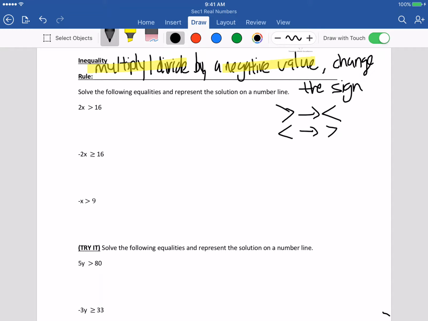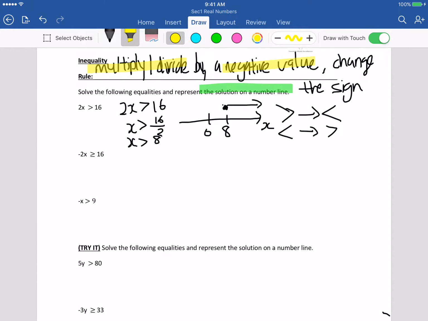Let's try the first one: 2x is more than 16. To find x, we need to divide by 2 on both sides. In this case, we divide by a positive number, hence the sign will remain the same. So x is larger than 8. The question still asks me to represent it on a number line. Just draw a number line here, x, this is 0 and this is 8. x larger than 8: the circle will be here, larger than, go to the right. That's the region, like that.